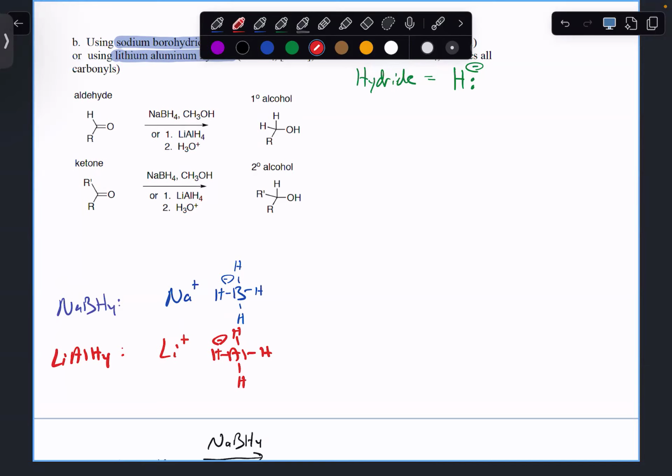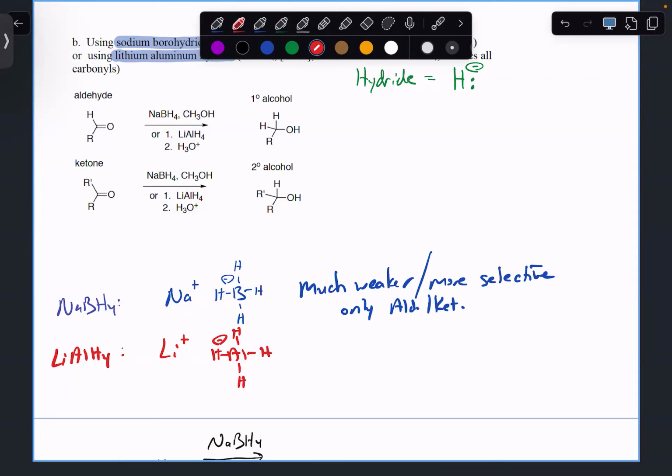However, there are some key differences. So sodium borohydride is much weaker, and thus more selective. You are only going to be able to reduce aldehydes and ketones. That's it.